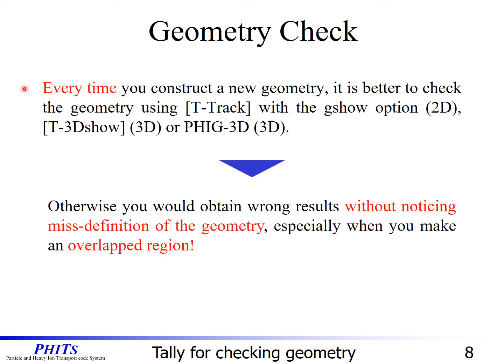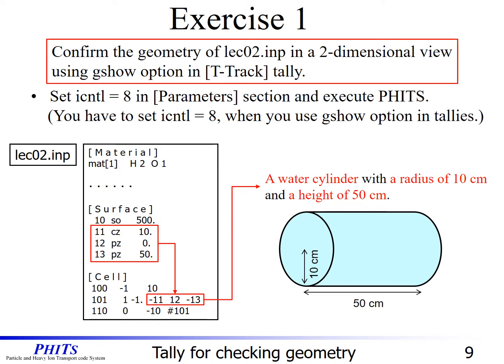Every time you construct a new geometry, it is better to check the geometry. Otherwise, you would obtain wrong results without noticing misdefinition of the geometry, especially when you make an overlapped region. In this subject, you learn how to use tally for checking geometry. Let's start exercise 1. At first, we will confirm the geometry of lec02.inp in a two-dimensional view using G-show option in track tally section. When you use G-show option in tallies, you have to set icntl equals 8. So please set icntl equals 8 in the parameters section and execute PHITS.